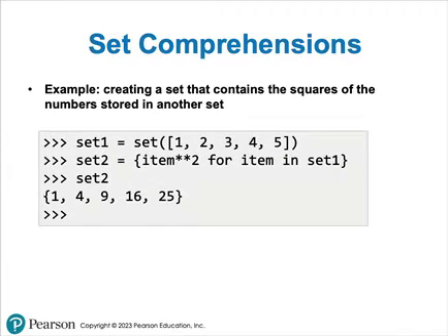Here we're going through and taking set 1 and squaring, or raising to the second power, all the values in set 1 and sticking them in set 2. After that comprehension executes, we can ask to see the contents of set 2, and it shows us that set that has 5 items in it.